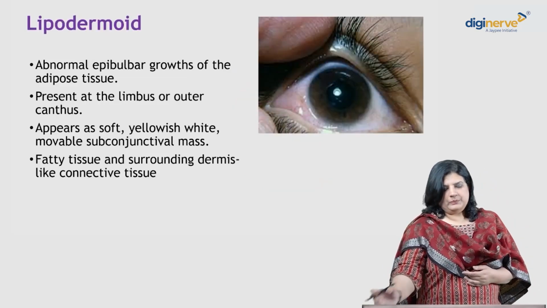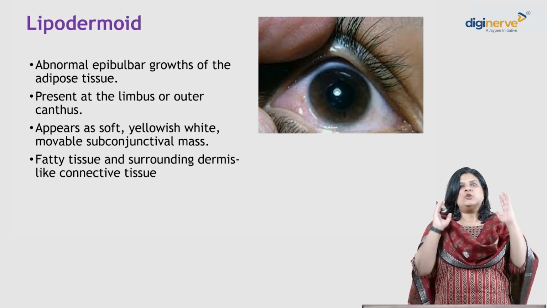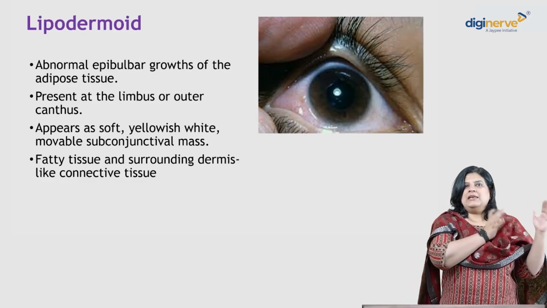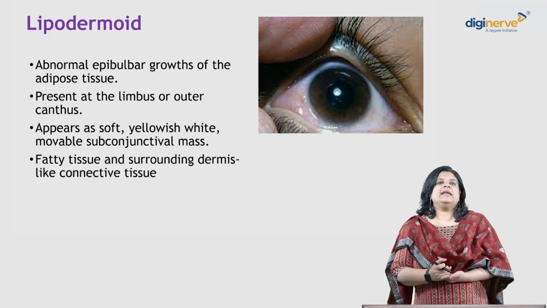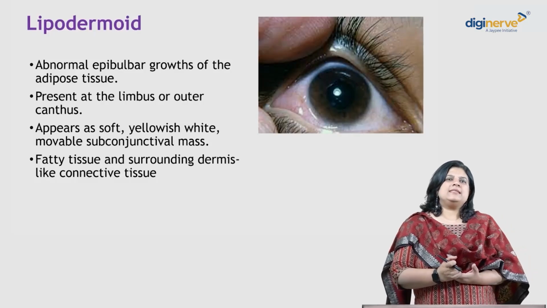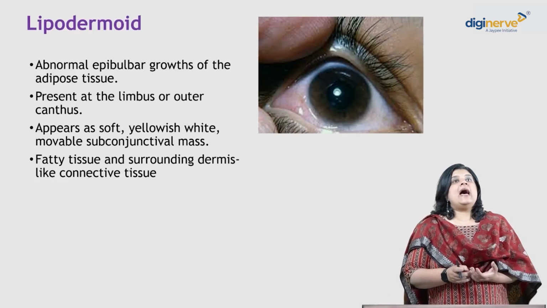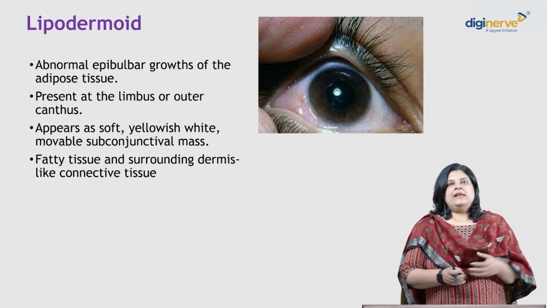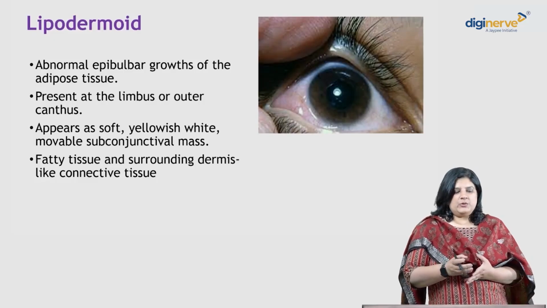Let's have a look. Now, when we talk of lipodermoid, we are having two components, one being lipid and the other being dermoid. Now, we all know the characteristics of dermoid, that it has contents like hair, different type of glandular structures, and sometimes even teeth. Lipo means fat. So this dermoid has a fatty component to it as well.